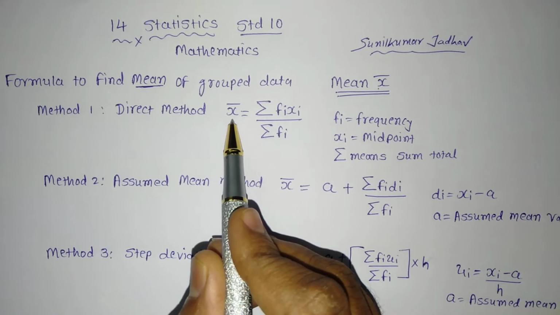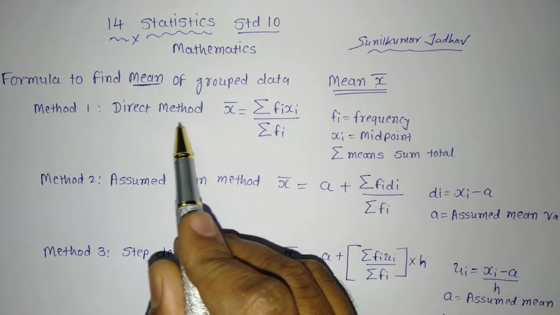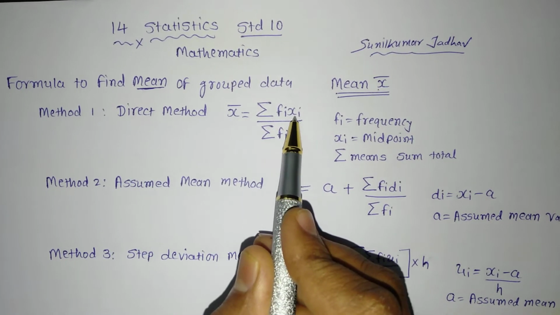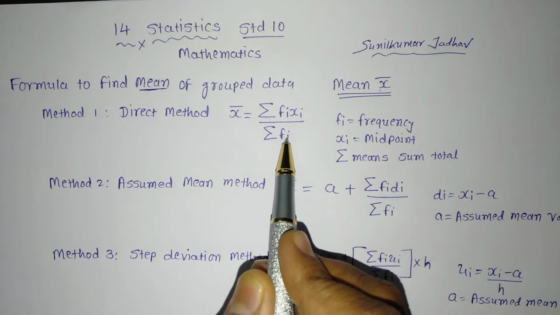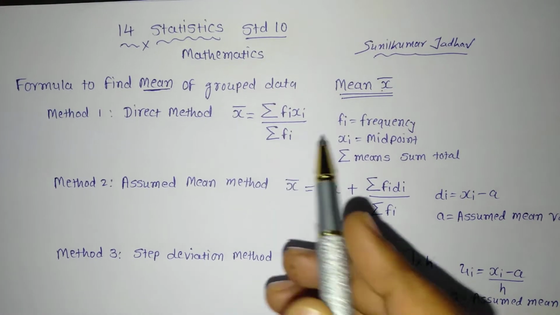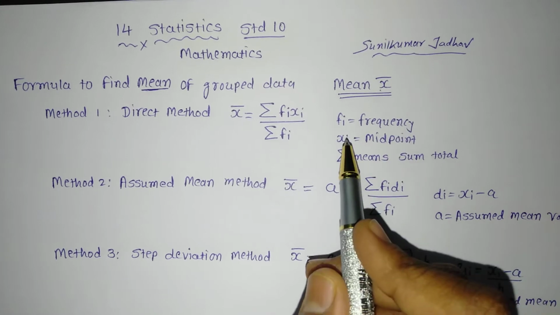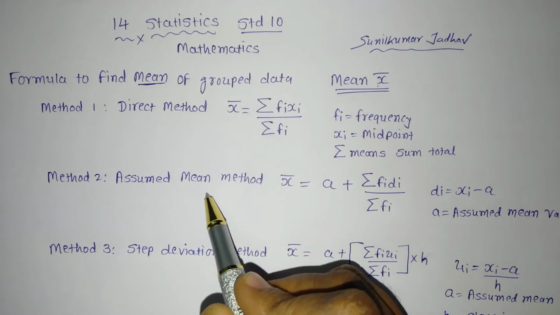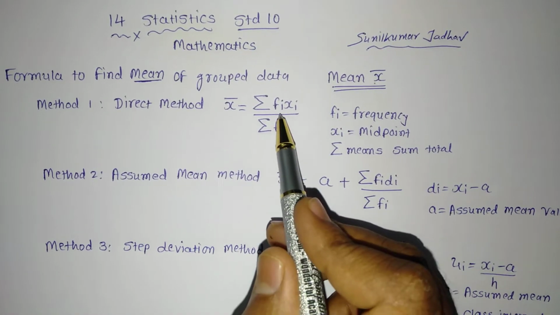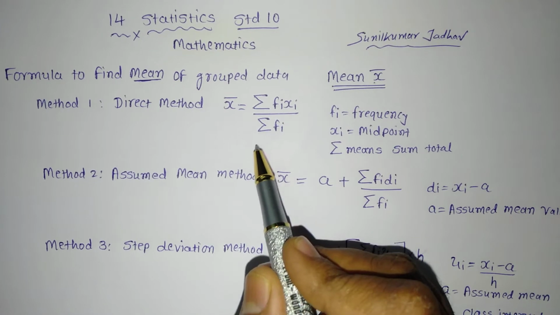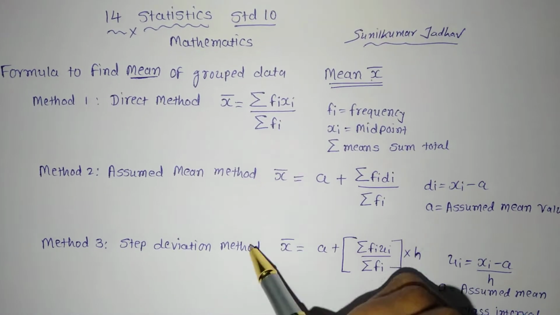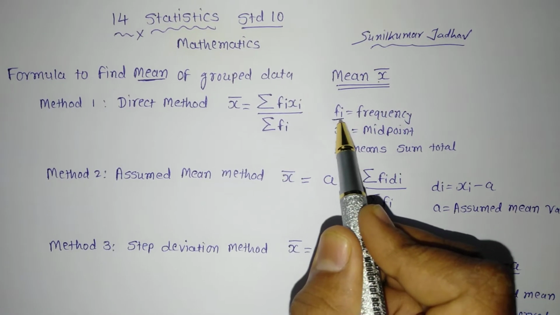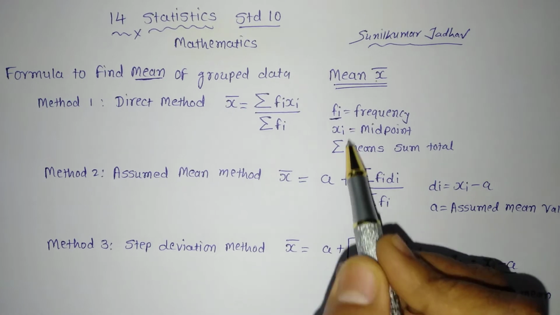Mean is denoted by x bar, so we should write it. For the direct method the formula is x bar is equal to sigma fi xi upon sigma fi. What is the meaning of fi? Fi means frequency. It is given in the data that the classes must be given, that is 0 to 5, 6 to 10, like that. In that, frequency must be given. For 0 to 5 or 6 to 10, whatever it is, the frequency is 5, 10, that frequency we should measure, that is fi. It is called fi. We need to do the total of all fi's.